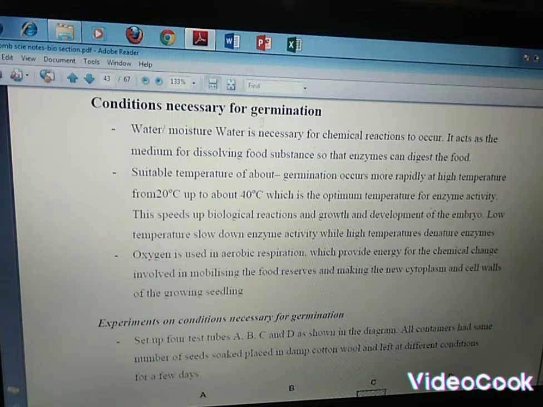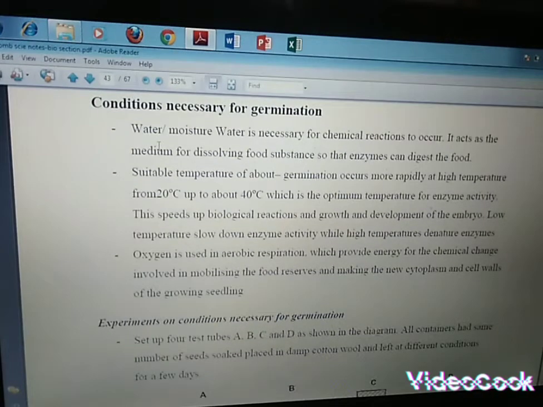Today we are looking at conditions that are necessary for germination to take place. That's very important. Firstly, we need water. This is necessary for chemical reactions to take place. It also acts as a medium for dissolving food substances so that the enzymes can actually digest the food easily during the respiration period where your seed must be supplied with energy, right?